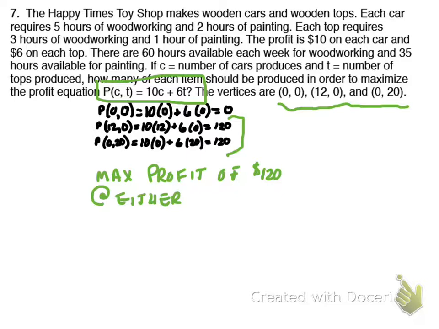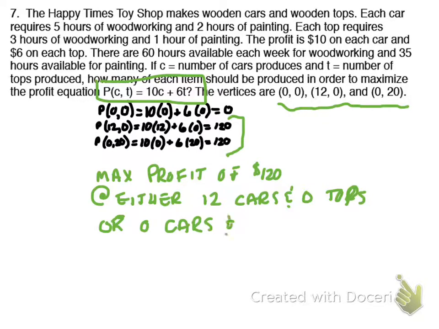what is it, 12 cars and 0 tops, or we would have 0 cars and 20 tops. Either of those would result in a maximum profit. Okay, so we guess we got to pick which type of toy we're going to make. Either cars or tops, but not both.